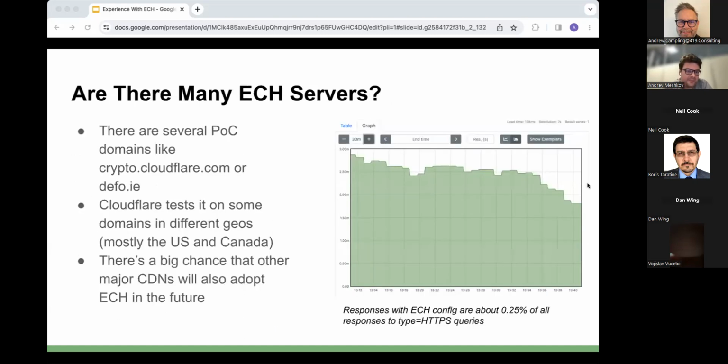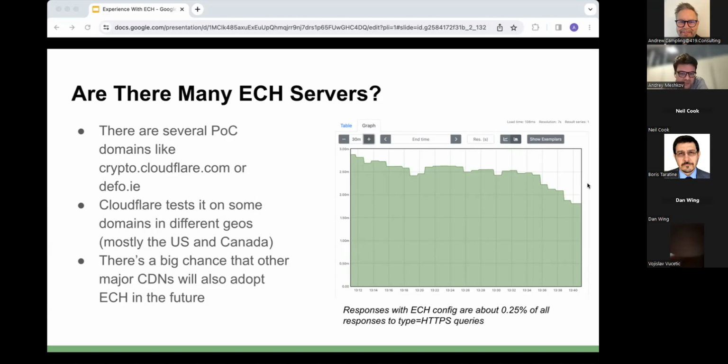And how many ECH-enabled servers are out there? We also did a quick check using AdGuard DNS, and here's what we saw. There are several proof of concept domains that always return ECH configuration, regardless of where the DNS query was sent from. And besides that, Cloudflare tests ECH support in some different locations, but mostly, if not only, in the US and Canada.